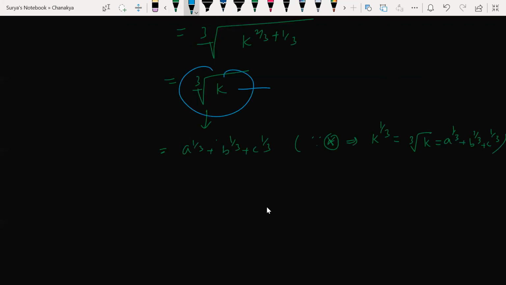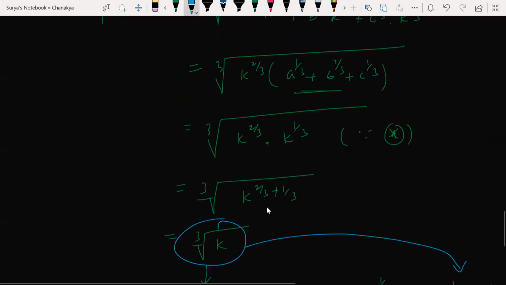This can be written as what? K to the power of 1 by 3, or not? Isn't it? So this is equal to what? This one from the star equation. Can it be written as k to the power 1 by 3?